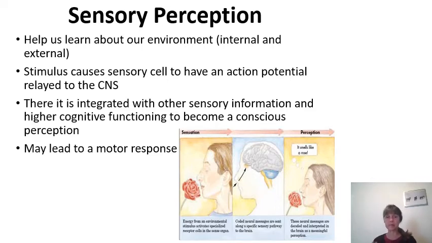Another example of sensation versus perception is in this picture where we see the sensation is the scent of the rose. However, the perception is that the scent is that of a rose rather than that of a banana.